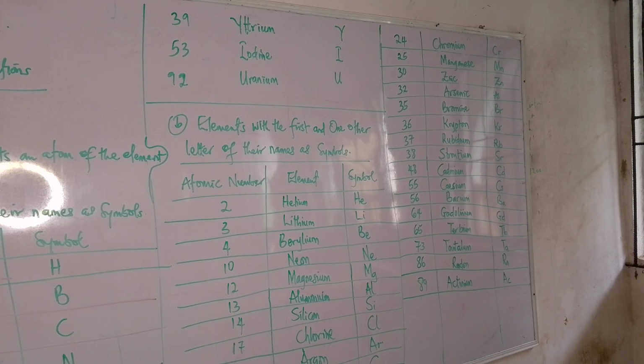That is elements with the first and one other letter of their name as symbol. We have number 2, helium, He. That is, the first letter should be a capital letter, while the second letter should be a small letter. So we have number 3, lithium, Li; number 4, beryllium, Be; number 10, neon, Ne; number 12, magnesium, Mg; number 13, aluminium, Al. Let me pause the video there and explain something.